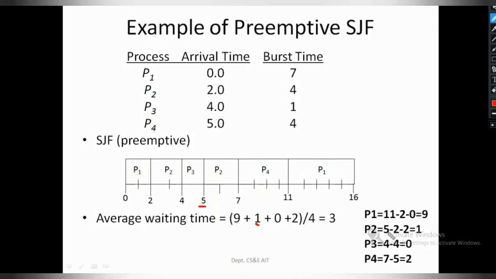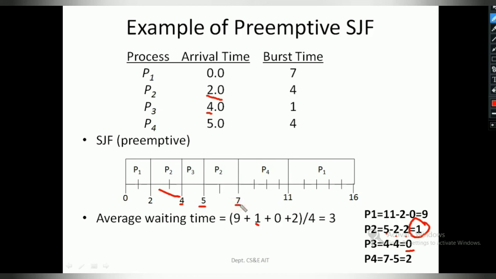P2 has waited for 5 milliseconds and has completed 2 milliseconds previously, and it has arrived at the second millisecond. So deducting all that, I get the waiting time of P2 to be 1. And P3 has waited for 4 milliseconds, but the arrival is on the 4th millisecond itself, so it is a 0.